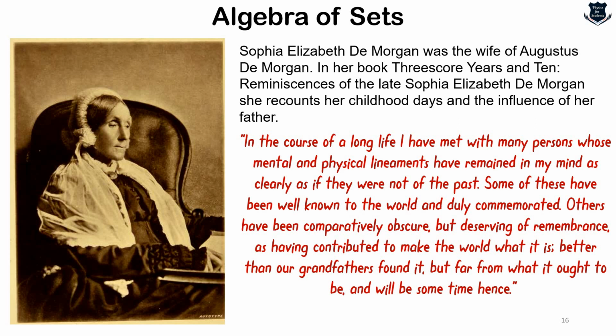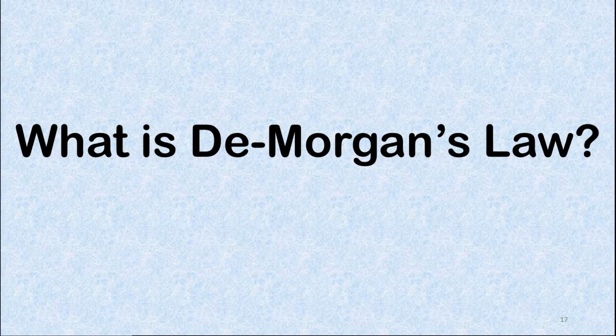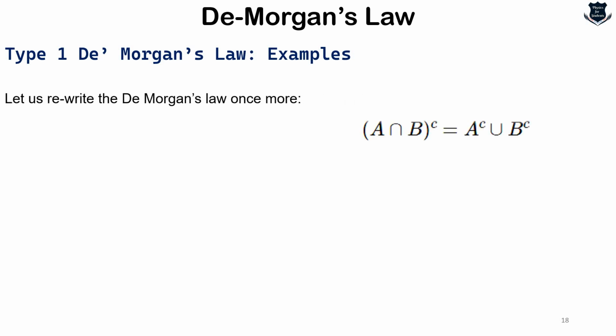This is a quick but very incomplete idea about Augustus De Morgan and his contribution to set theory and mathematics. However, this gives an idea about who Augustus De Morgan was, and we go ahead and understand now what De Morgan's law is, which we have already seen. Now, De Morgan's law is actually divided into two parts. Type 1 De Morgan's law is something like this.